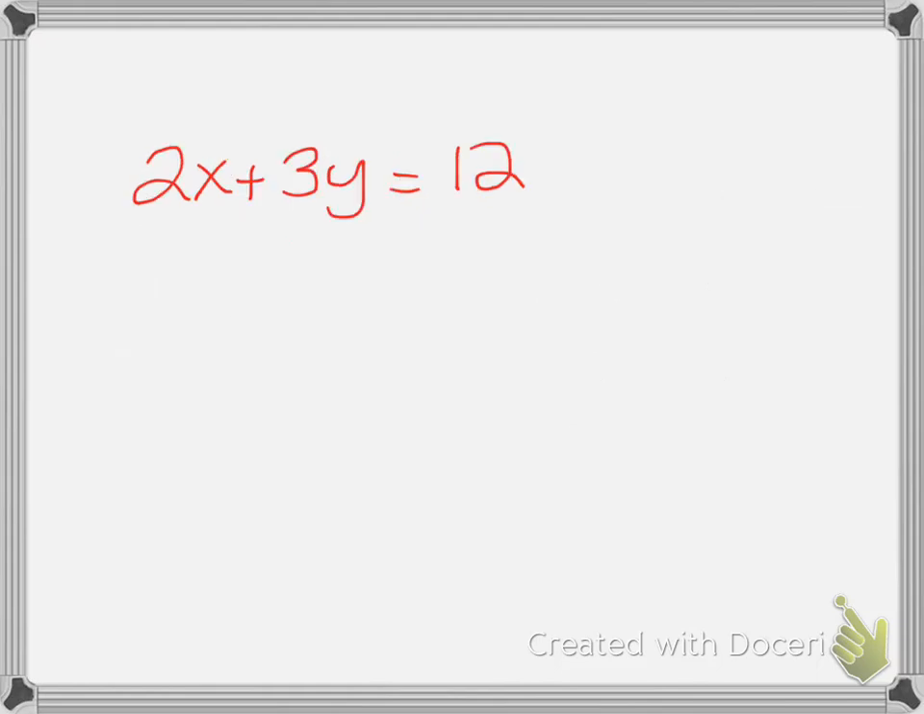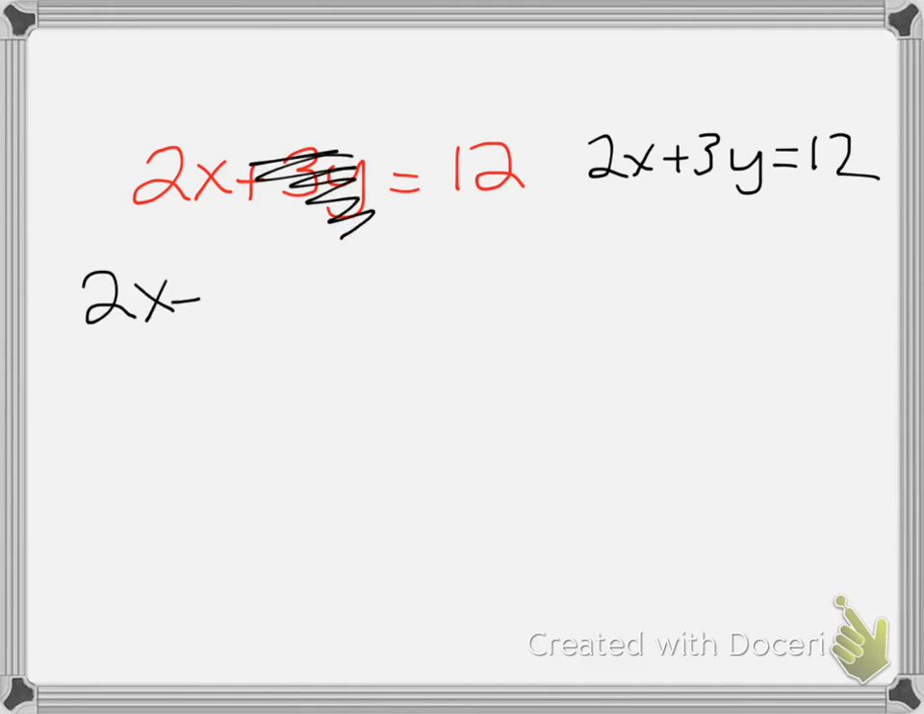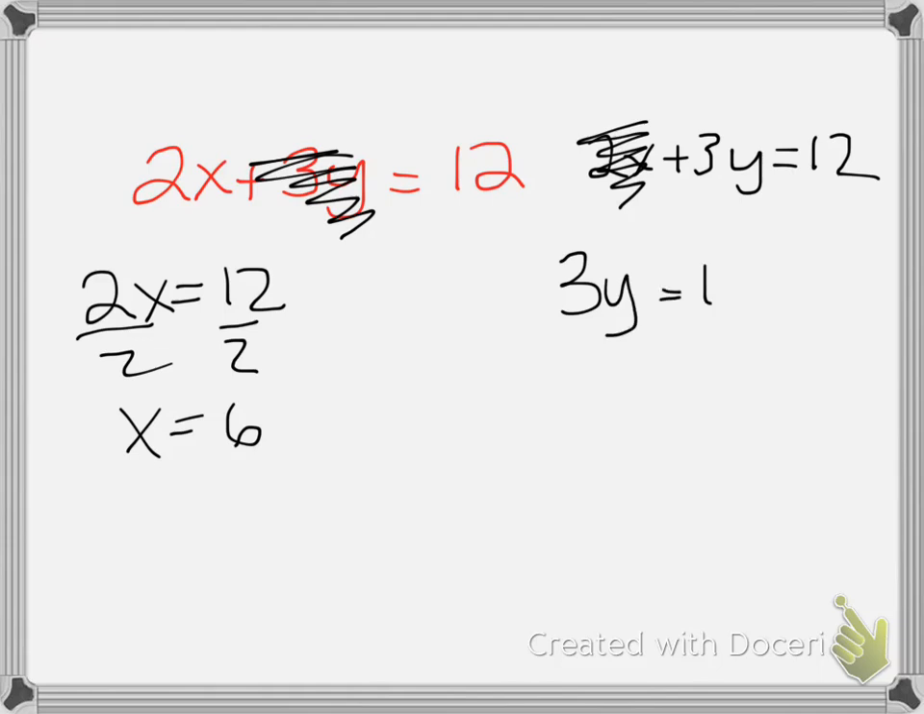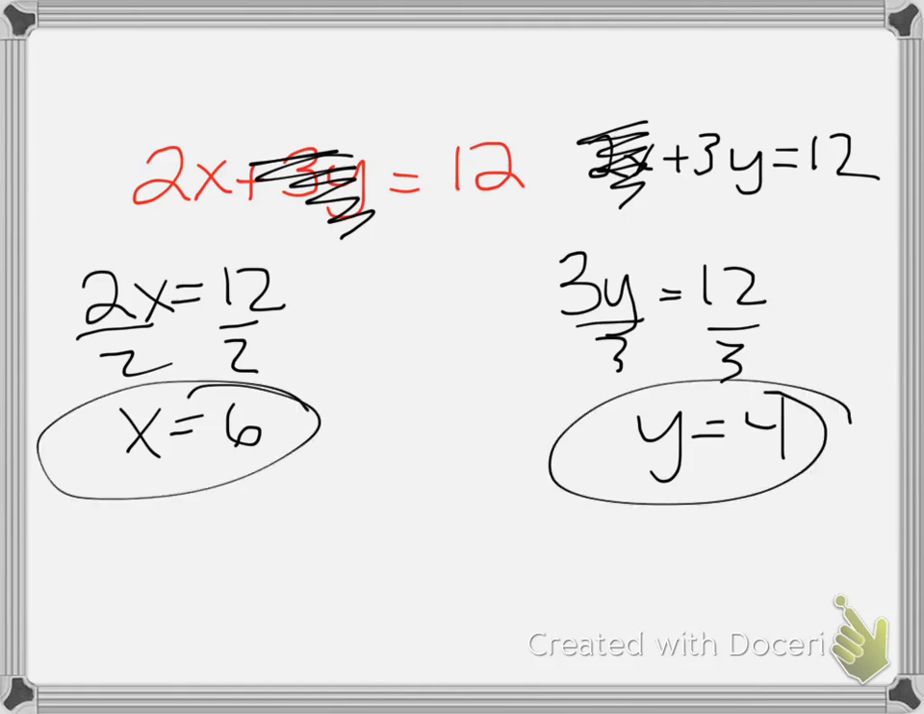So if I do the cover-up, I'm going to rewrite it twice so I can find both. If I want to find my x-intercept, I need to cover up my y. So I have 2x equals 12. So x equals 6. Now I need to find my y-intercept, so I cover up my x's. So I got 3y equals 12. So y equals 4. So here's my x-intercept, here's my y-intercept.